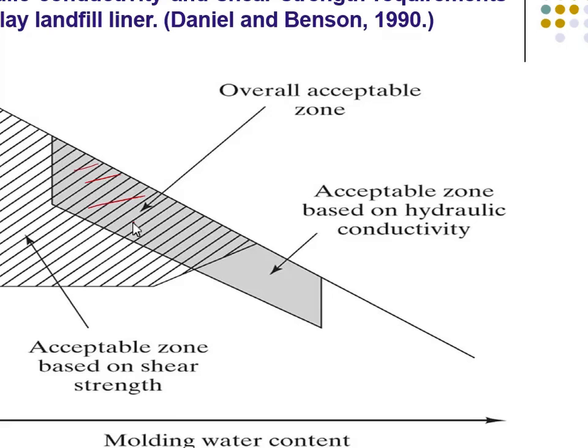So they suggested there is an acceptable zone where the soil, for a given type of soil, will meet both criteria. Okay, so when we have a large soil liner project, the engineer, and in that case you could be one of them, needs to decide, to meet both shear strength and permeability criteria, what water content should be selected in the field.